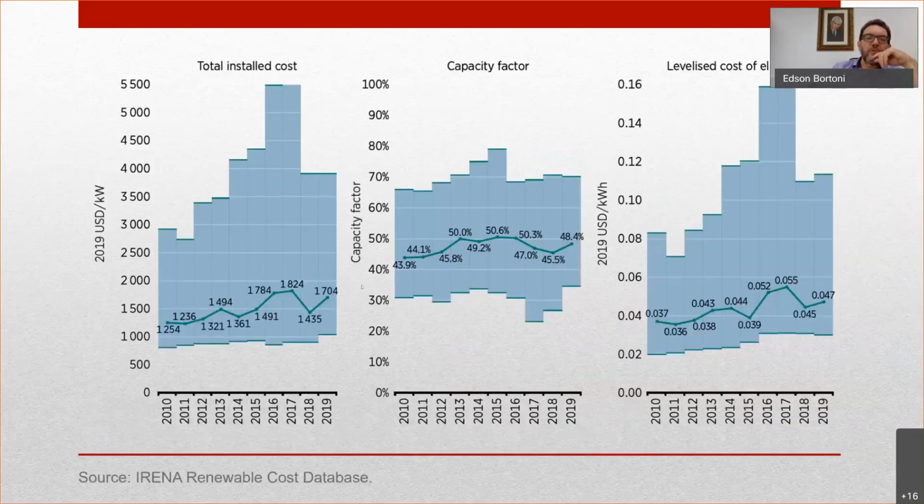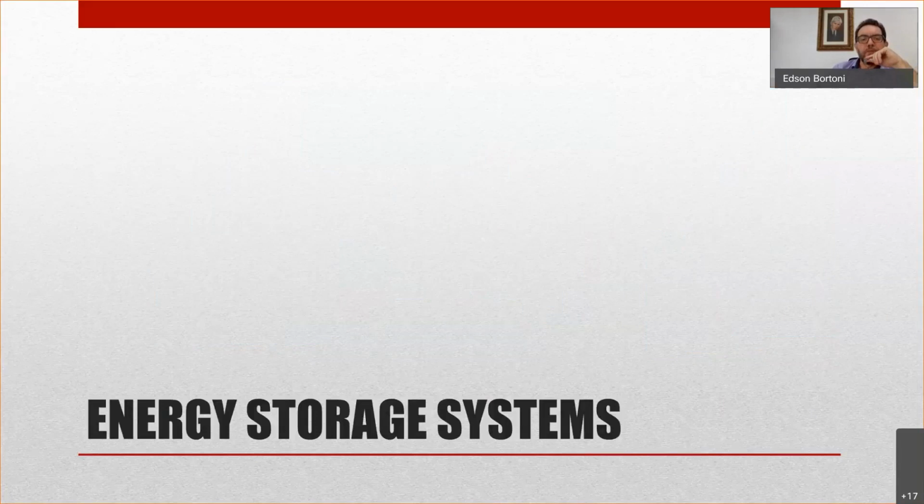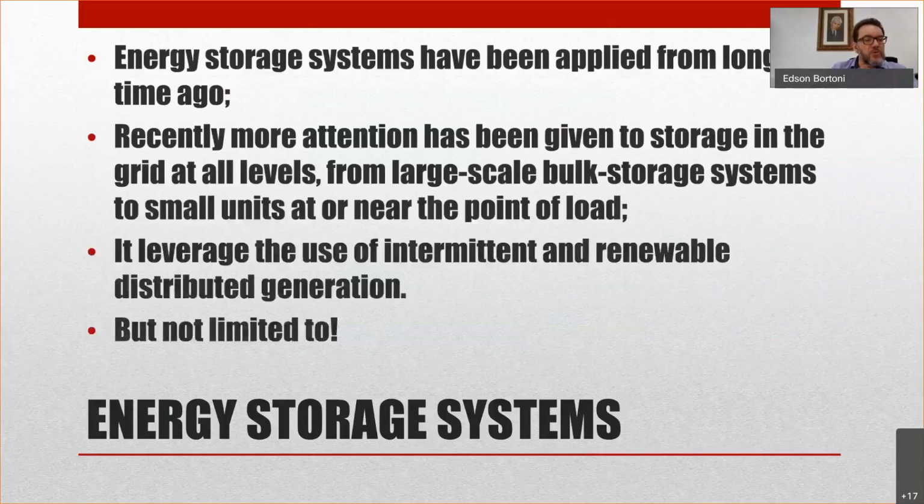Now the generation cost is about $1,700 per kilowatt. The energy is $47 per megawatt hour, and the capacity factor about 50%. So we are going to the energy storage systems.